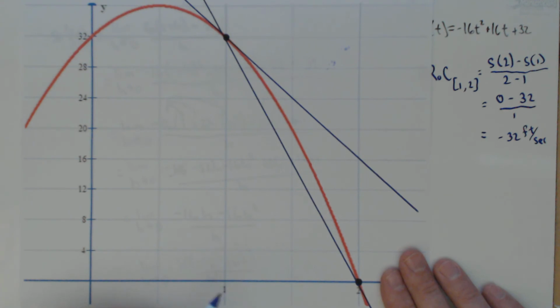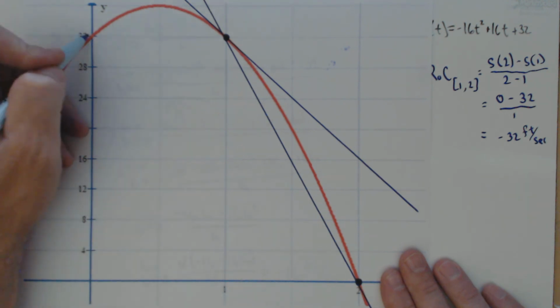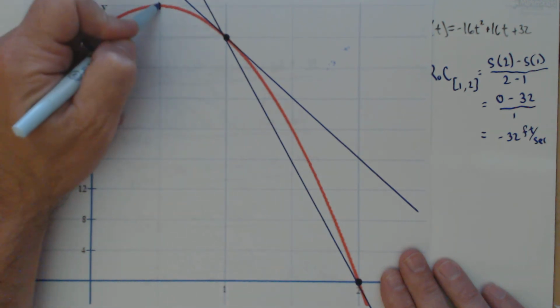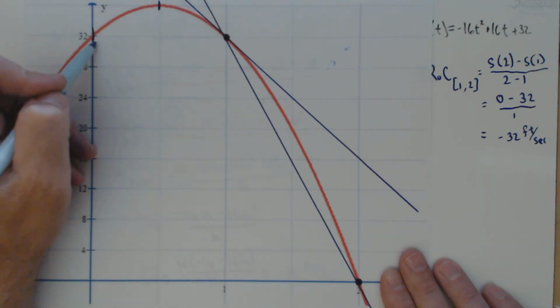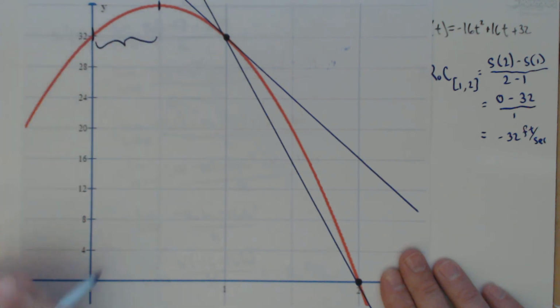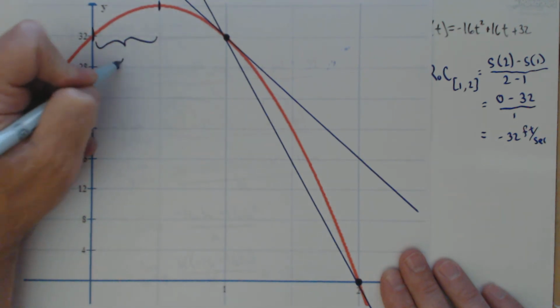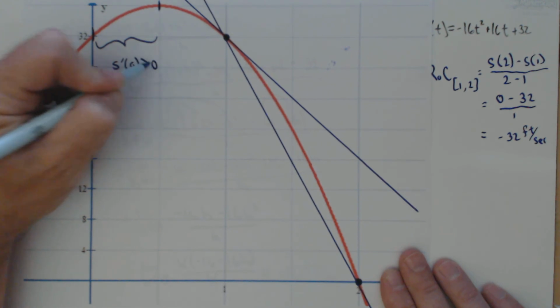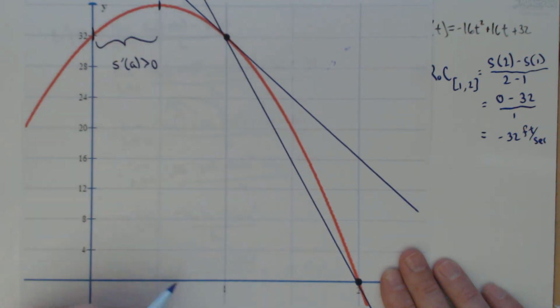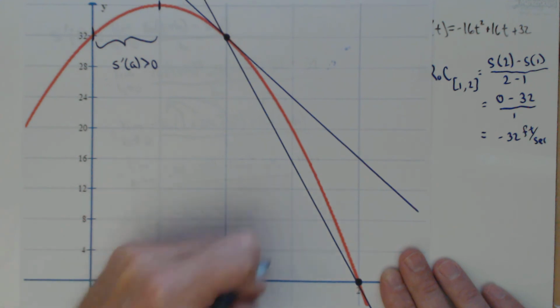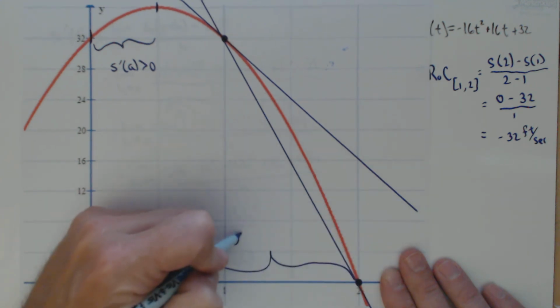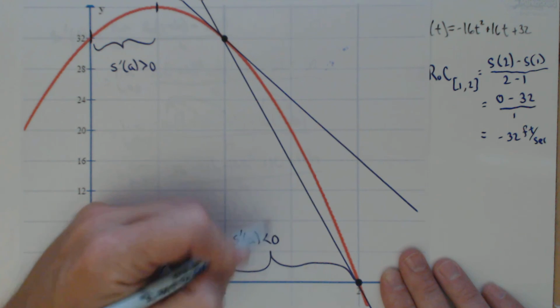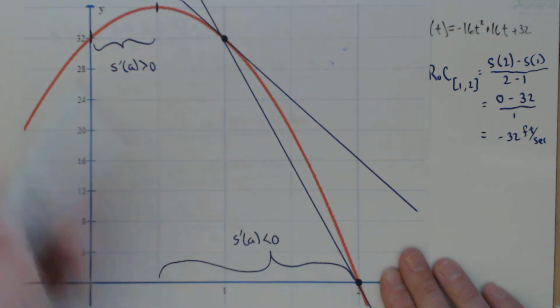Now for part E, for what values of a do you expect s prime of a to be positive? Well, they're going to be positive for any place where the balloon's height is increasing. And that didn't start being launched until time 0, and then here until about a half a second. So in this interval, in between 0 and 0.5 is where we would expect s prime of a to be positive. From 0.5 to 2, we would expect s prime of a to be negative because the height is decreasing.